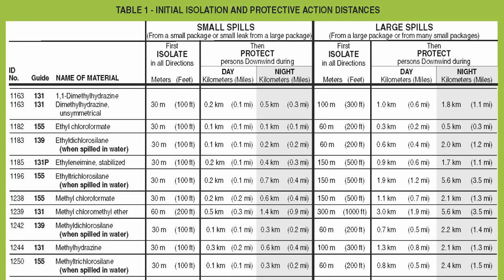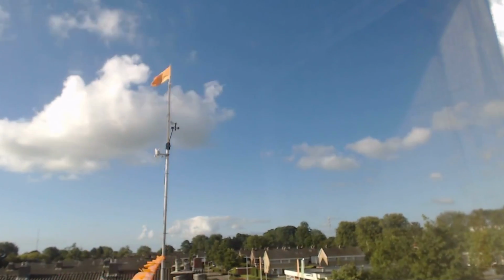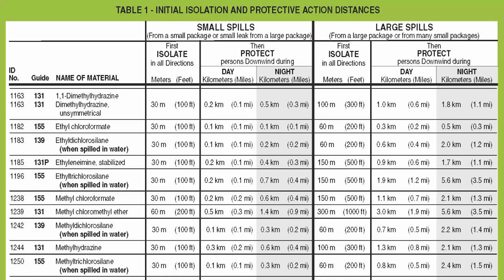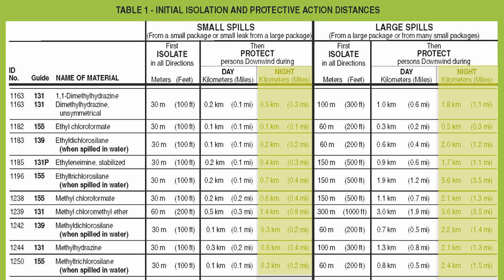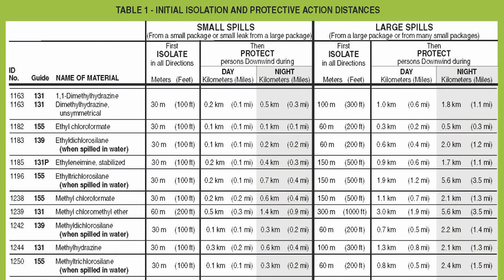As you read across each line of Table 1, you will find protective action distance recommendations. These distances will determine the area downwind from the spill that may be impacted. You will need to know the wind direction, which can be obtained from the Emergency Dispatch Center. Like with isolation, there are different protective action distances for small and large spills. Each of these are broken down into daytime and nighttime. Because nighttime atmospheric conditions are not as effective in dispersal of airborne chemicals, nighttime distances are greater than daytime.